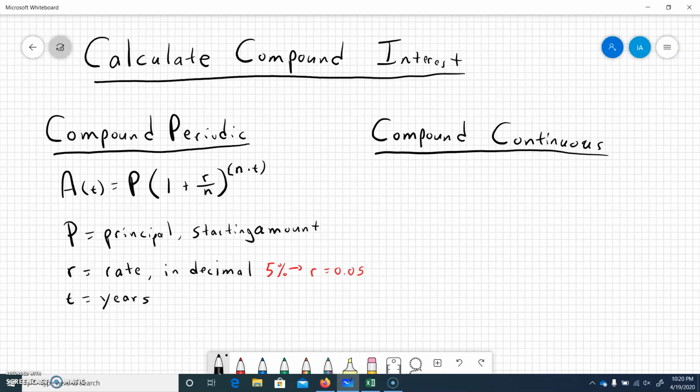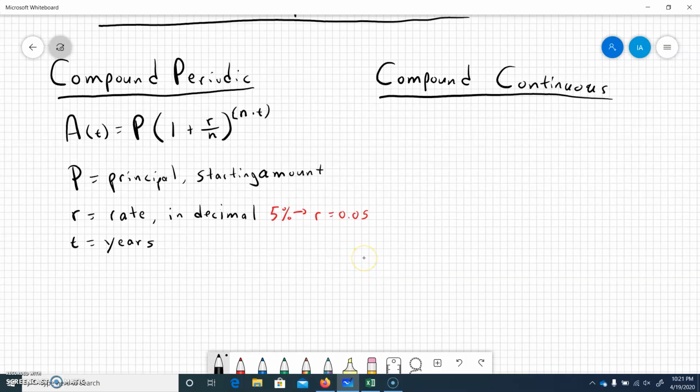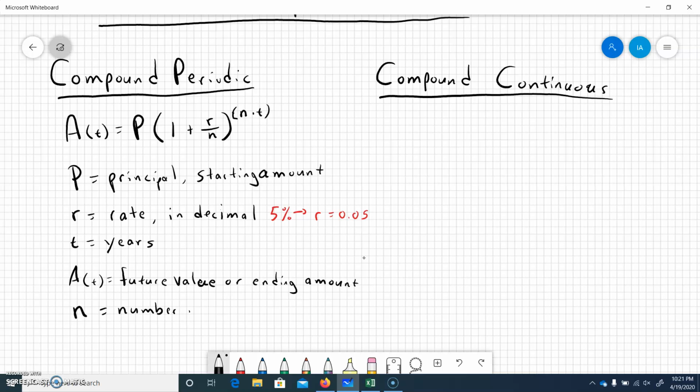Now something that's going to be common here is the A of t. This is usually called the future value, or ending amount. Okay. So we're going to put money in the bank, P amount. It's going to earn interest at R rate for T years, and when it comes out we will have A dollars total. So the only thing I've left out there is N, and this is number of compounds per year.